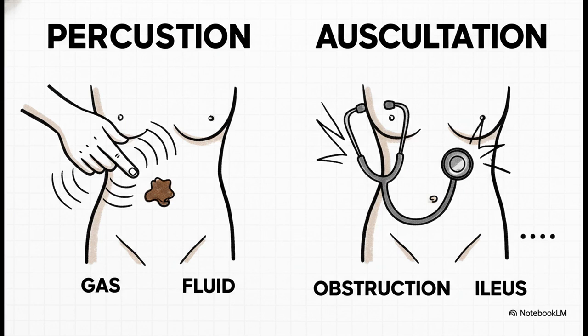And finally, we round out our sensory investigation with percussion and auscultation. Tapping on the abdomen can tell you if it's full of resonant gas or dull fluid. And then listening with your stethoscope helps you differentiate between, say, the high-pitched tinkling sounds of a bowel trying to push against a blockage versus the scary silence of a paralyzed bowel, what we call an ileus.